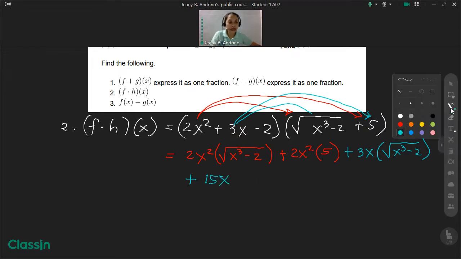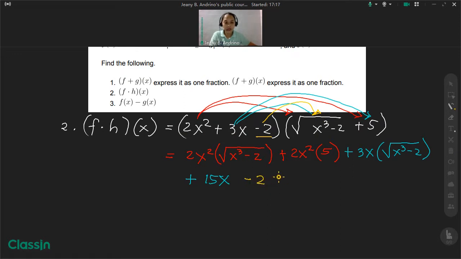And then we go for the next term on our first function. We have negative 2. And also distribute this one here on the first term of the other function. We have negative 2 times square root of your x cubed minus 2. And then we go for the next term.